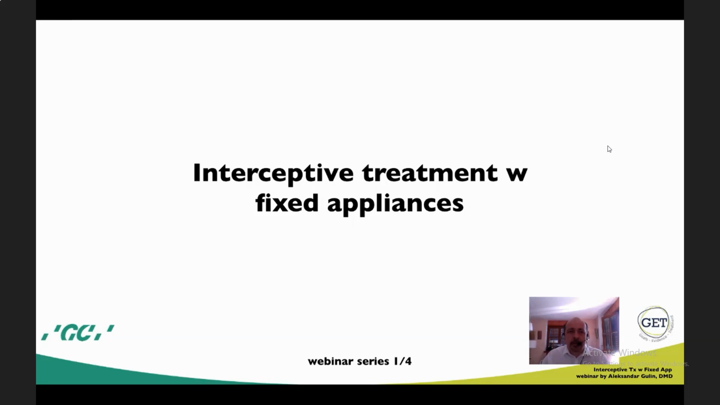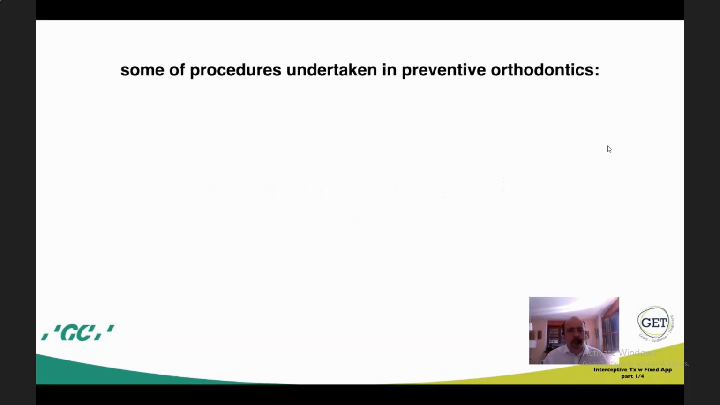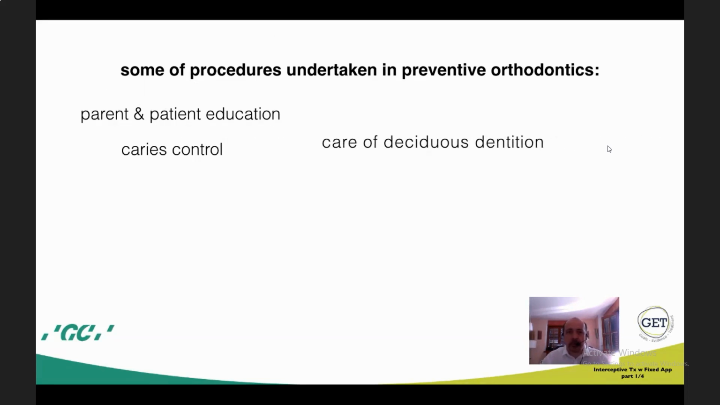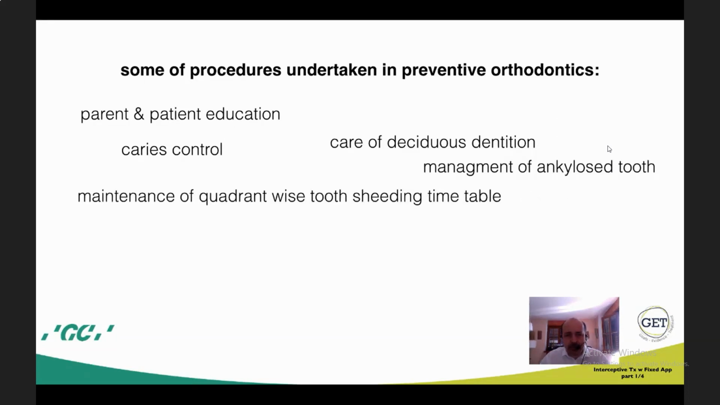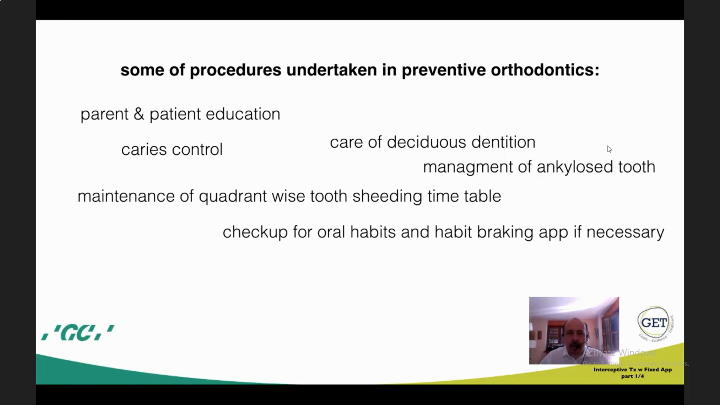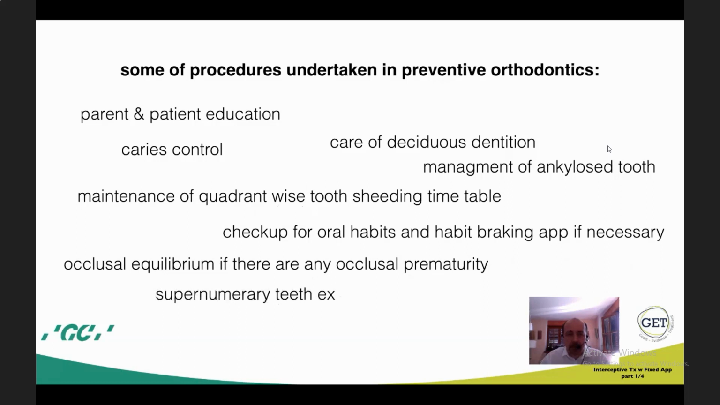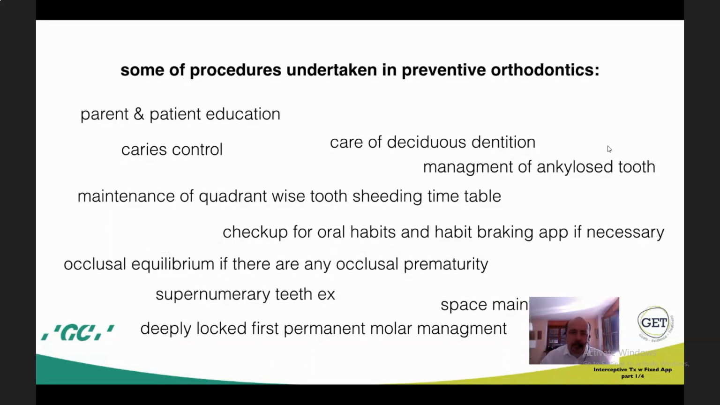Let's run through some of the procedures undertaken in preventive orthodontics: parent and patient education, caries control, care of deciduous dentition, management of ankylosed teeth, maintenance of a quadrant-wise tooth eruption timetable, checkup of oral habits and habit-breaking appliances if necessary, occlusal equilibration if there is any occlusal prematurity, supernumerary teeth extraction, space maintenance, deeply locked first permanent molar management, and abnormal frenal attachment management.